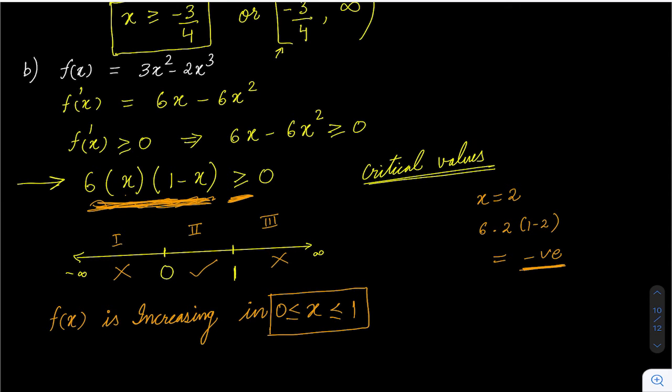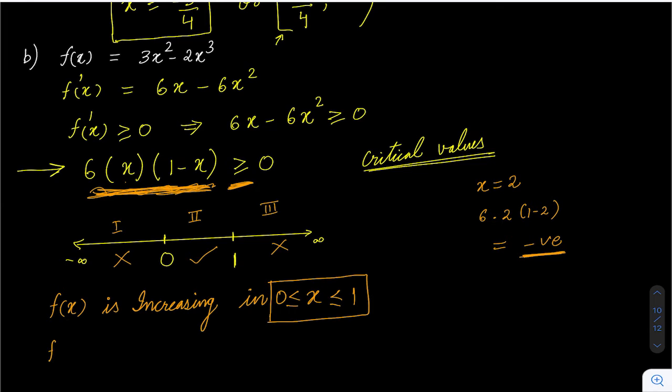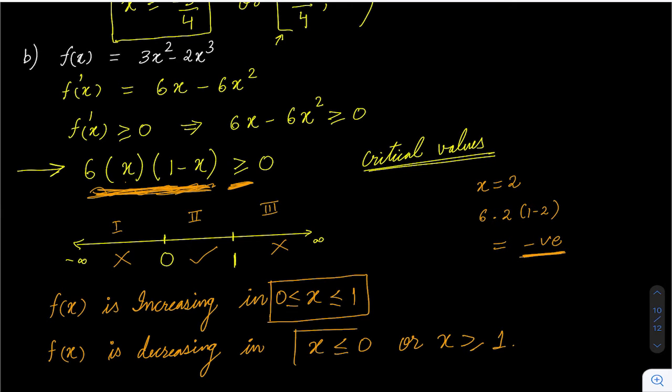Now if they ask where the function is decreasing, then obviously we can see that, because in the first region and third region, my f dash x value is coming out to be negative. It means it is decreasing in this interval. So I can find decreasing also. So f(x) is decreasing when x is less than or equal to 0, or when x is greater than or equal to 1. So we can find this also.